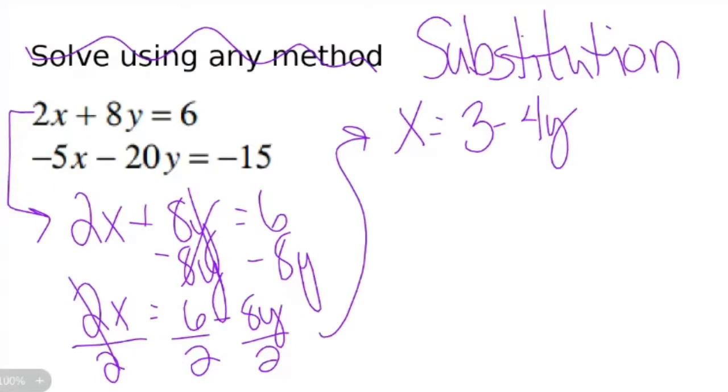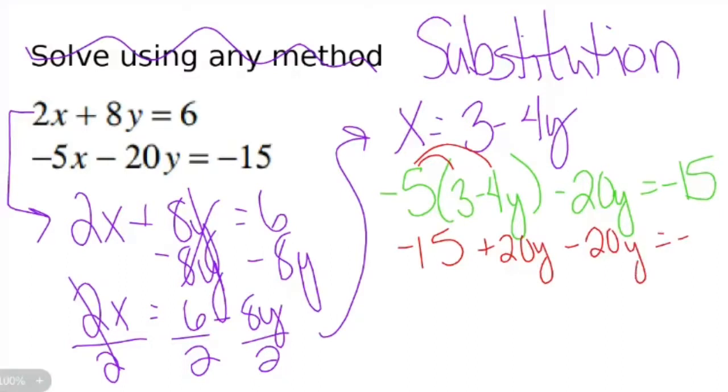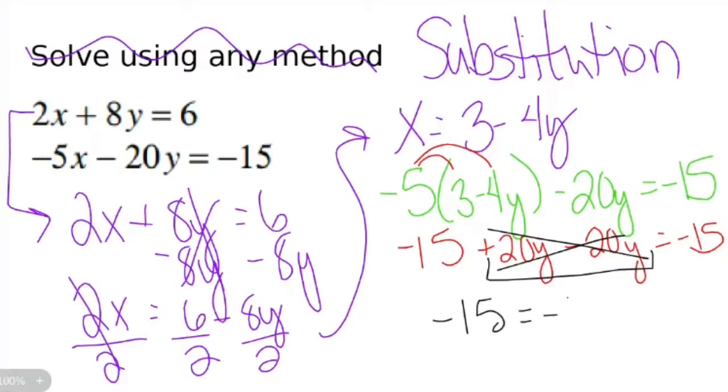So what I'm going to do is write out the bottom equation, but instead of x, write out 3 minus 4y. So negative 5 times 3 minus 4y minus 20y equals negative 15. Distributive property. Negative 5 times 3 is negative 15. Negative 5 times negative 4y is positive 20y. Minus 20y equals negative 15. Oh no. Look, a 20y is right next to a negative 20y, which means they cancel each other out. Because if you have 20y's and you take away 20y's, they're all gone. Negative 15 equals negative 15.